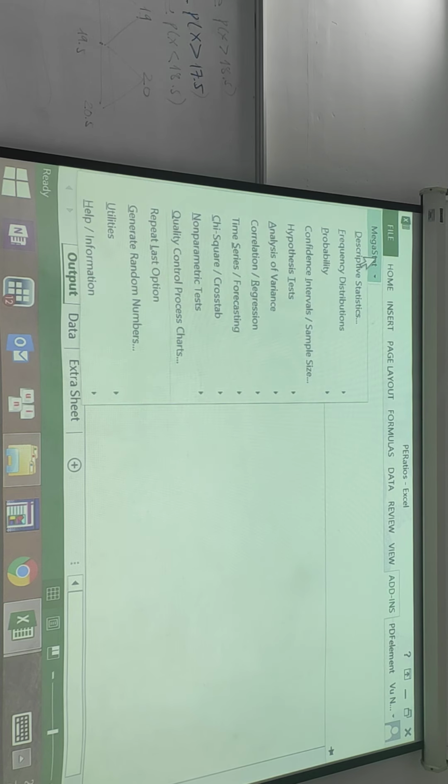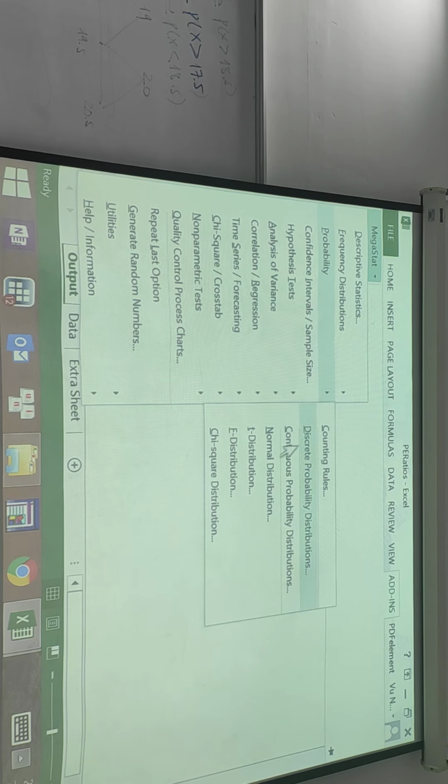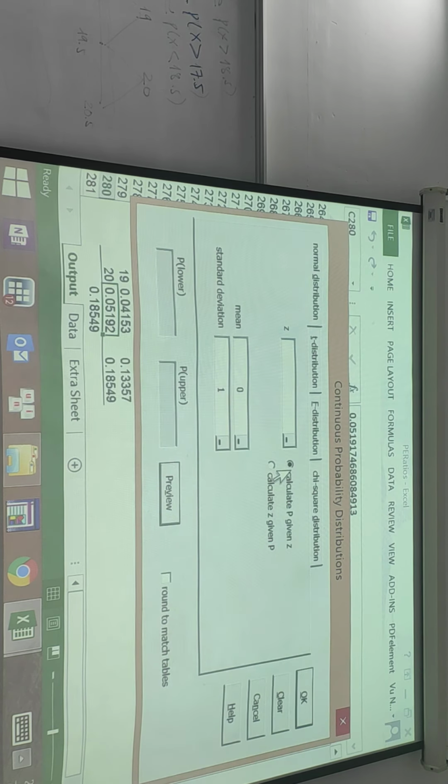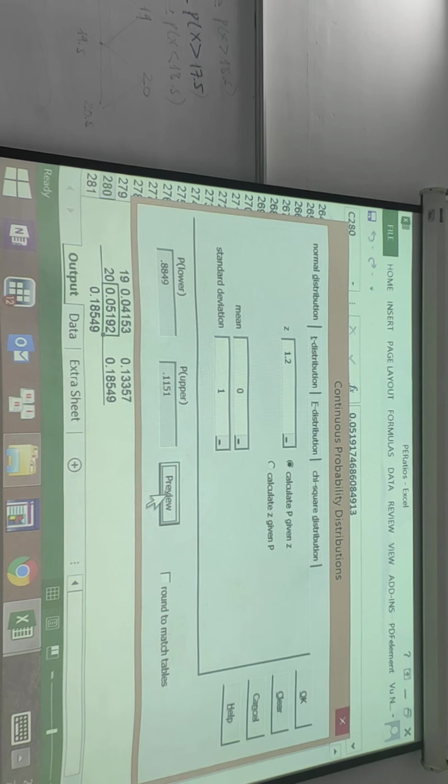We come to the continuous probability distributions. We have the normal distribution, the other distribution that we studied. The uniform is simple, so it's not provided here. It provides two things. Calculate the probability given z. Remember two problems? Given z, you can compute the probability. So let's say I want to compute z of 1.2. What is the probability?